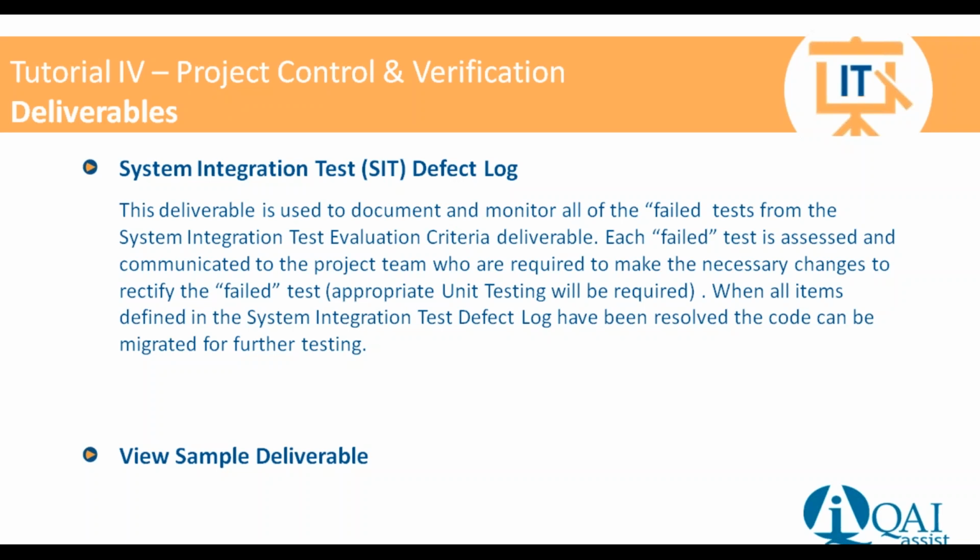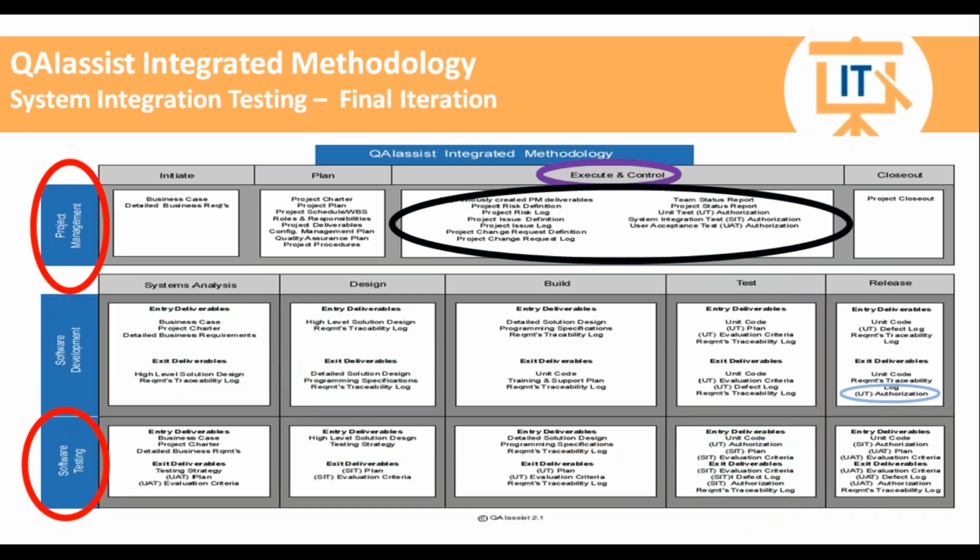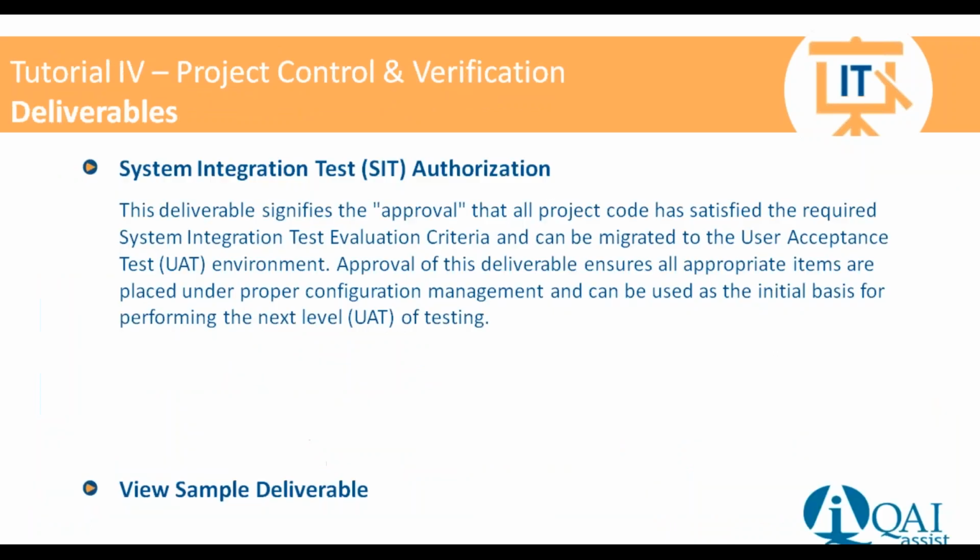The defect log is much like the unit test log, and for the sake of timing, I'm not going to get into it and cite the example, but I'm hoping you get the idea here. So once we have that, and again, I said there could be multiple iterations of the integration testing to go against the evaluation criteria using the system plan, but eventually we're going to have it all complete, and there'll be no system integration defects. That's going to put us in a position to authorize the integration testing.